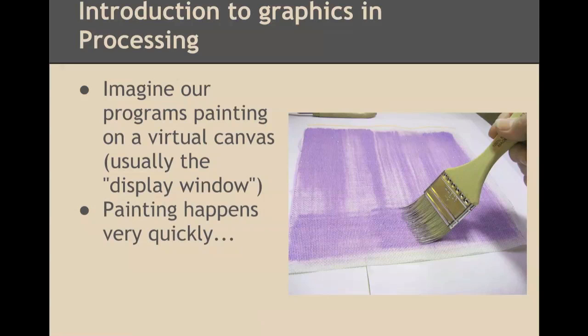This painting is done by the computer, and so it happens very quickly, about 60 times every second, give or take, depending on the hardware that you're running and all kinds of other factors. But in any case, painting or rendering of your image happens very quickly. So what we need to know then is, what are the instructions, the statements we can give to the computer to make it paint things on that display window so that we can see them.